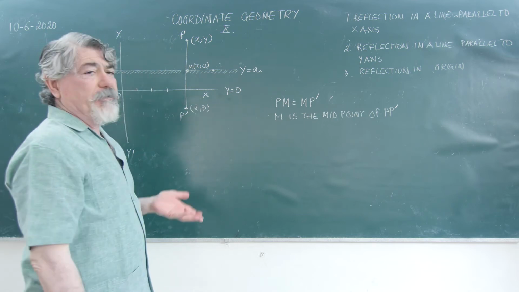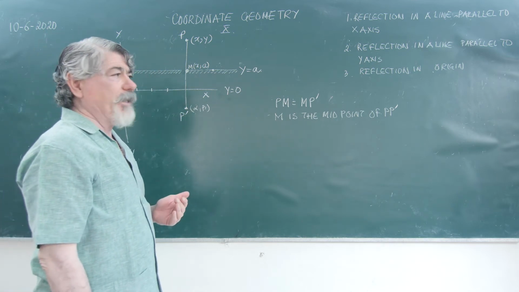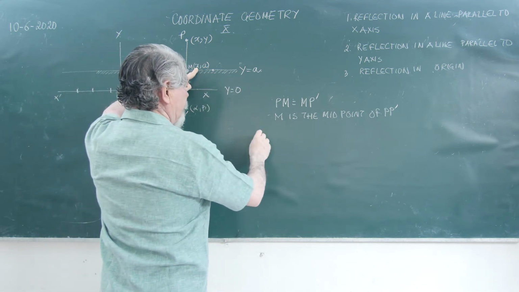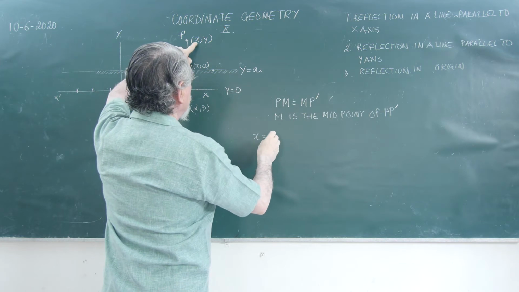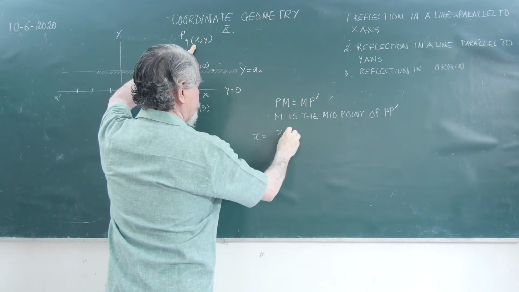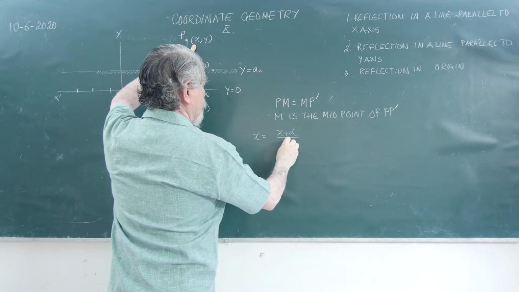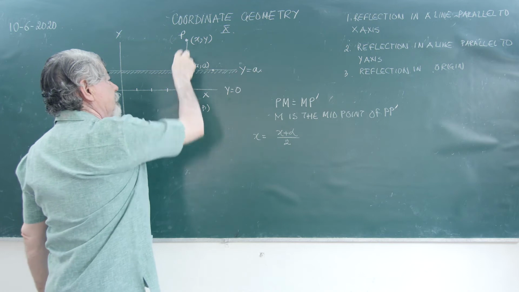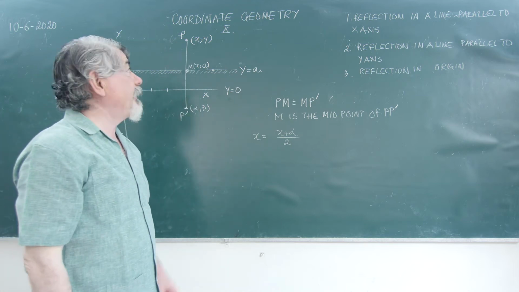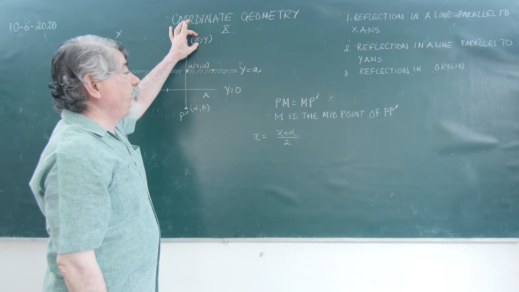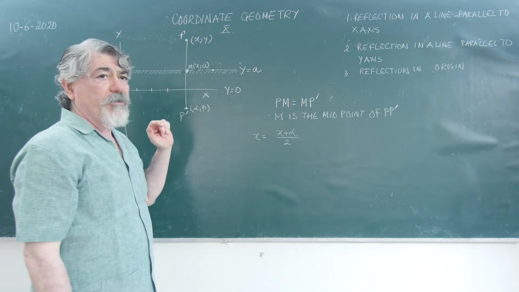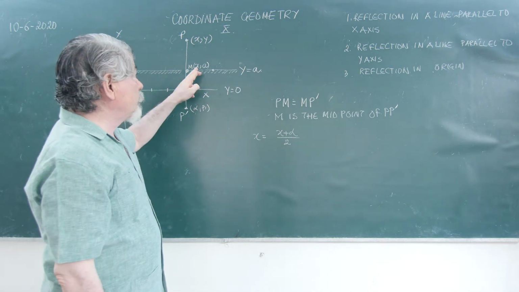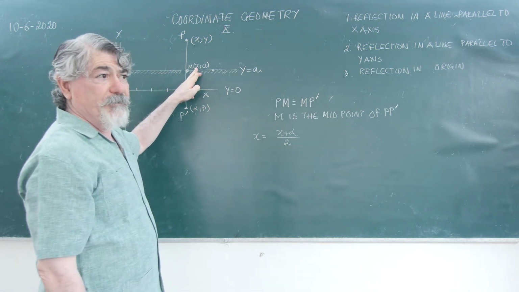So now let us apply the midpoint formula. How do I calculate the midpoint x? Midpoint x will be equal to (x plus alpha) upon 2. You add up the x coordinates of the end points, like P and P dash are the end points of this line. So the x coordinate of P is x and the x coordinate of P dash is alpha. So (x plus alpha) upon 2 is equal to the midpoint x coordinate.